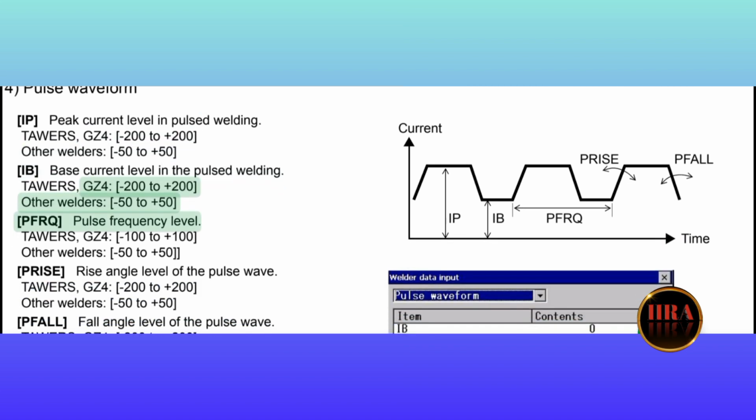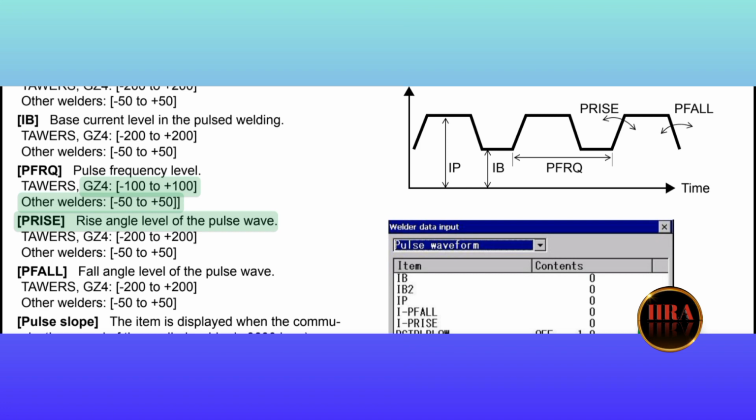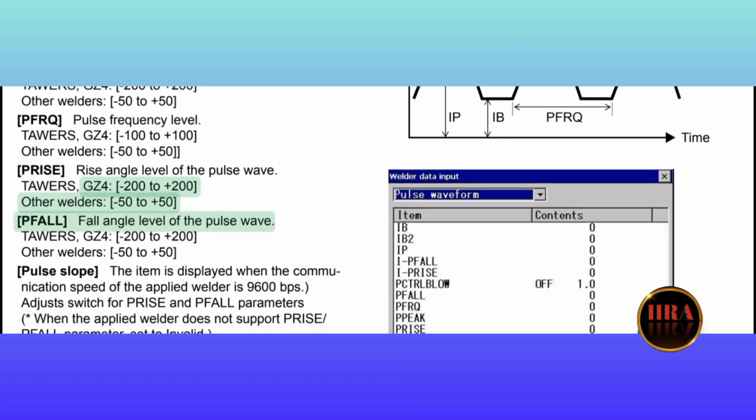TAWERS, GZ4, -200 to +200, other welders, -50 to +50. PFRQ: pulse frequency level. TAWERS, GZ4, -100 to +100, other welders, -50 to +50. PRISE: rise angle level of the pulse wave. TAWERS, GZ4, -200 to +200, other welders, -50 to +50. PFALL: fall angle level of the pulse wave.